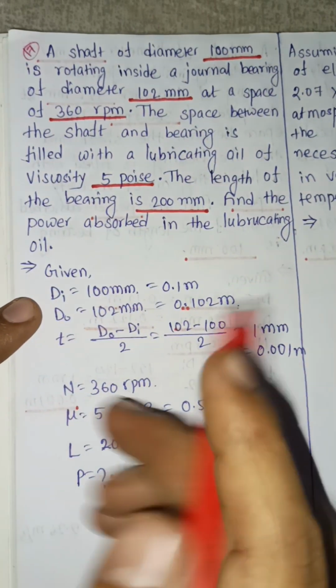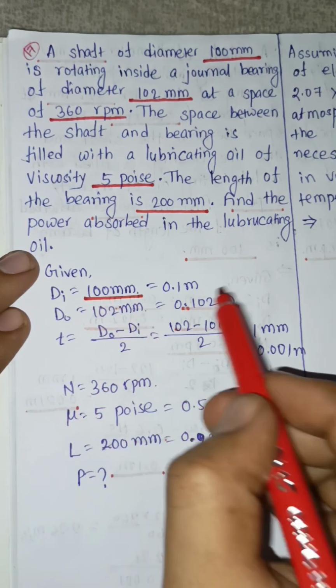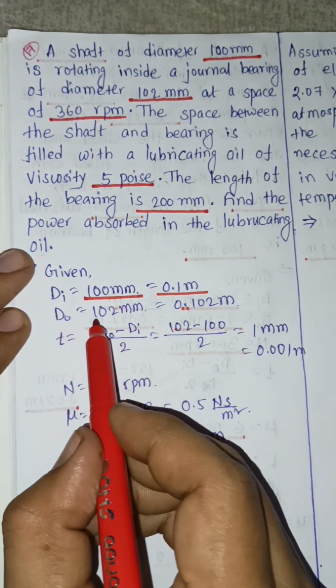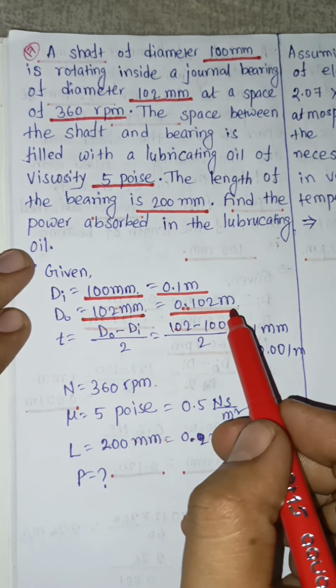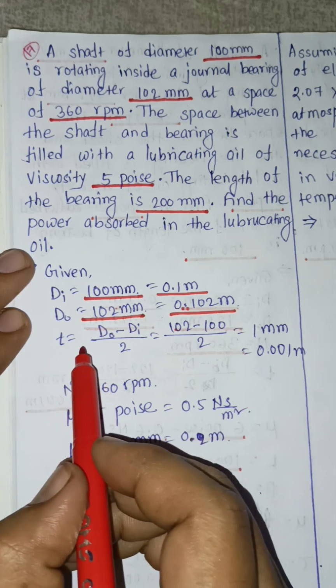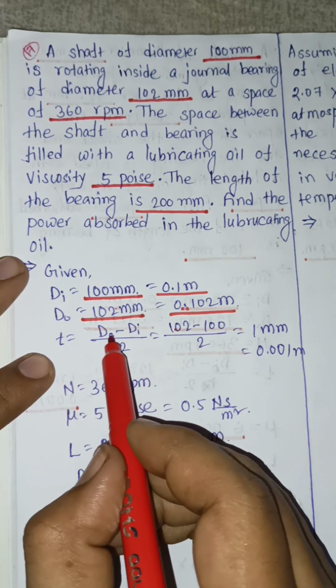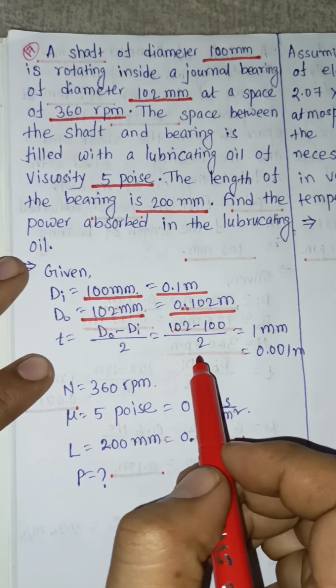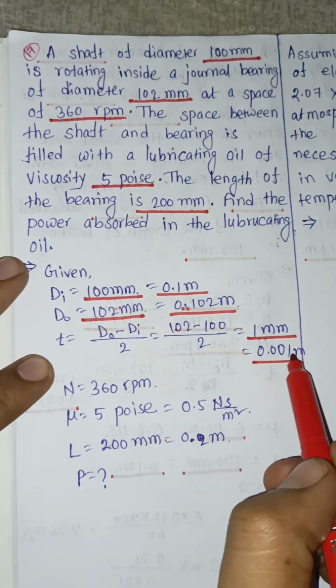So what is given in this question? Inside diameter of the shaft that is 100 mm, that will be 0.1 meter. Outside diameter that is 102 mm, that is equal to 0.102 meter. So from here you can get the thickness of the lubricating oil, that will be outer diameter minus inner diameter divided by 2. So 102 minus 100 divided by 2. So that will be 1 mm, that will be 0.001 meter.